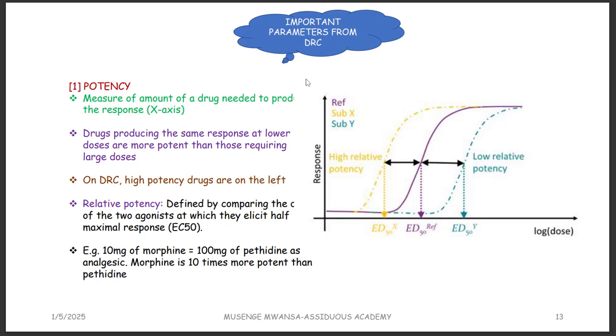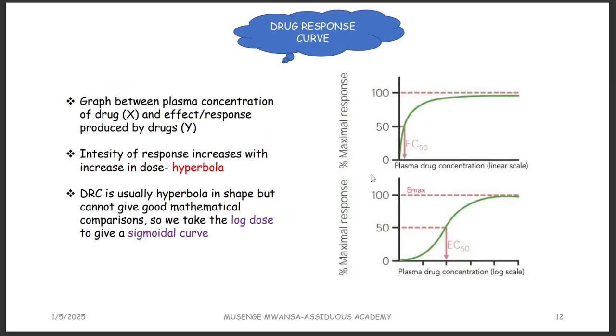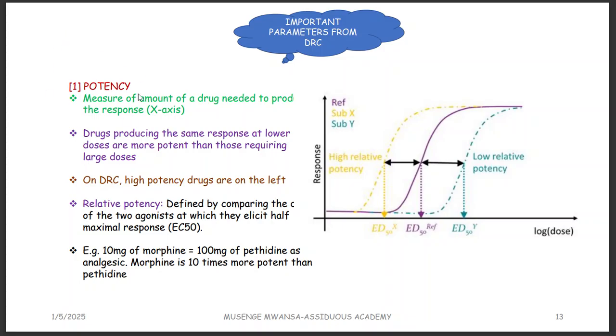So there are parameters that we can get from the DRC, the dose response curve. Remember I've said that the response curve we use is the one that is sigmoid after you take the log of the concentration. So the first thing that we get from the dose response curve is the potency. If we say that drug A is more potent in comparison to drug B, what do we mean? Potency is the measure of the amount of drug needed to produce the response.